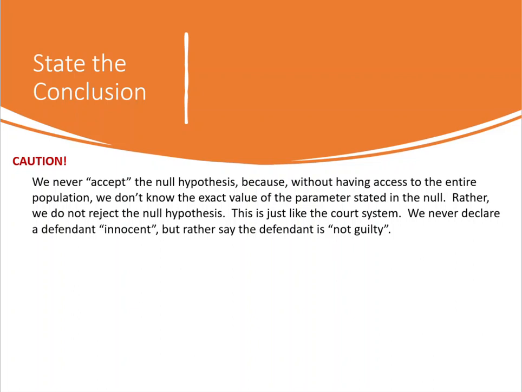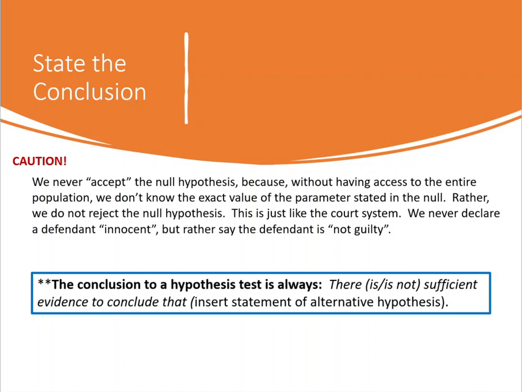And think about that. The court system is stating that the defendant is either guilty or not guilty. In other words, they are putting the conclusion in terms of only the alternative. We're going to discuss this further in a different video, but we want to understand that we are never accepting just the null hypothesis. We are actually stating things in terms of the alternative. So how do I go about doing that?